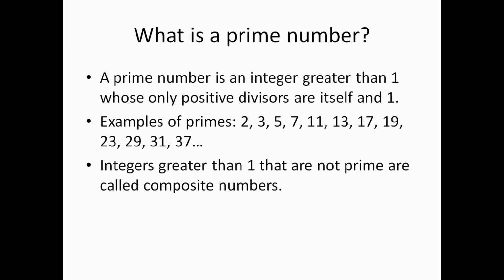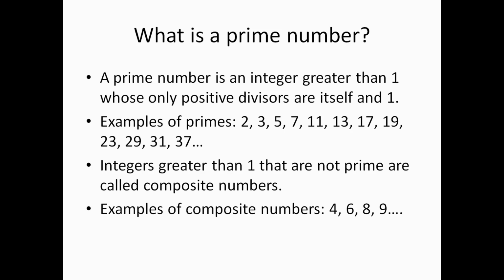Now, if an integer greater than 1 is not prime, we call those composite numbers. And here is a list of the first few composite numbers, 4, 6, 8, and 9. So you can see that just kind of fills in the gaps that the prime numbers leave. So every integer greater than 1 is either going to be prime or composite.